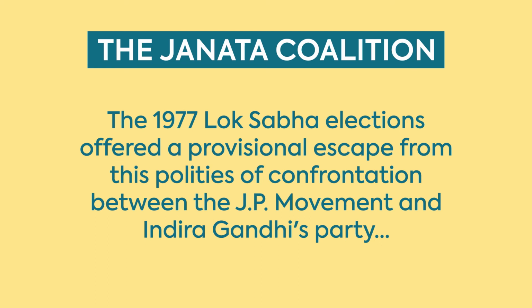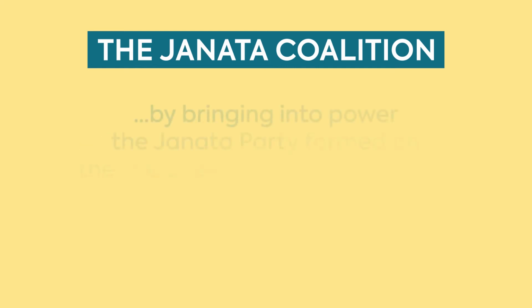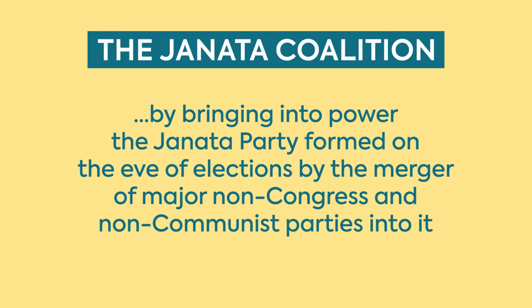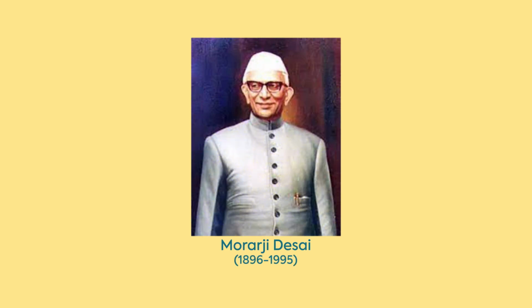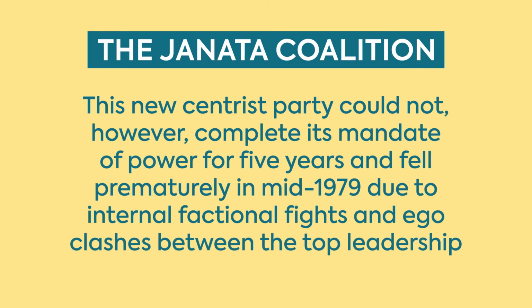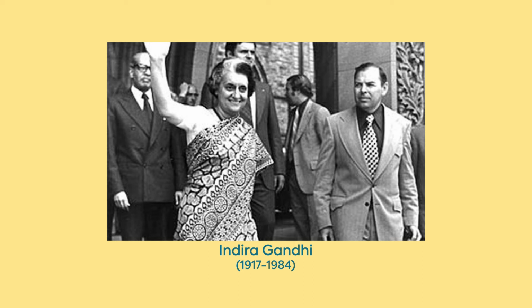The third phase also witnessed the first coalition in India, that was the Janata Coalition. The 1977 Lok Sabha elections offered a provisional escape from this politics of confrontation between the Jayaprakash movement and Indira Gandhi's party by bringing into power the Janata Party, which was formed on the eve of elections through the merger of non-Congress and non-communist political parties. Morarji Desai was the Prime Minister of this Janata Coalition. This new centrist party could not, however, complete its mandate of 5 years owing to internal factionalism as well as ego clashes between the top leadership. In the 1980 midterm elections, Mrs. Indira Gandhi came back to power with a thumping majority.